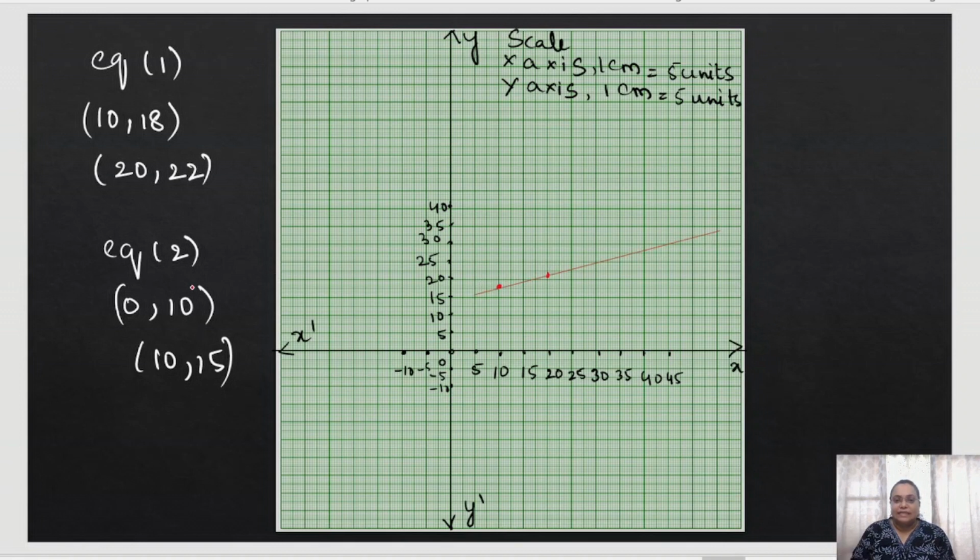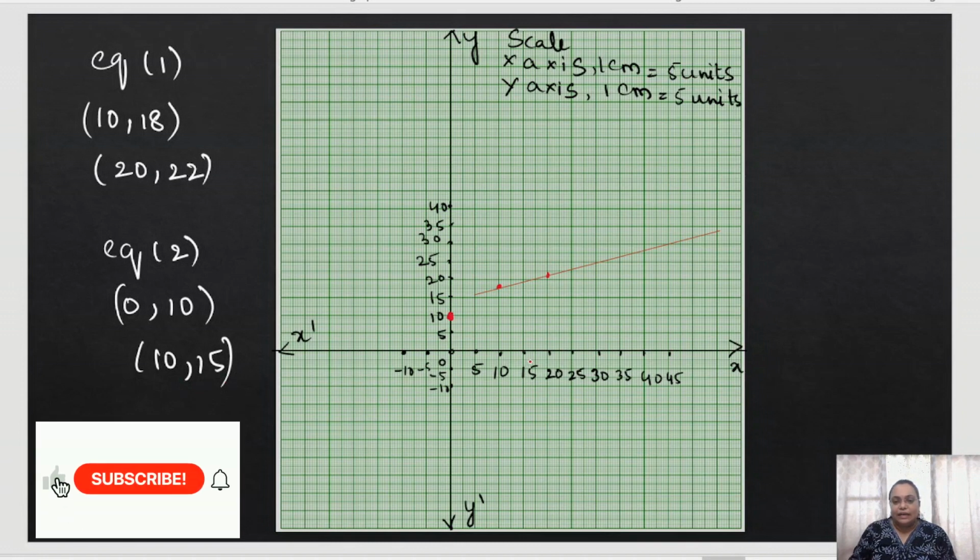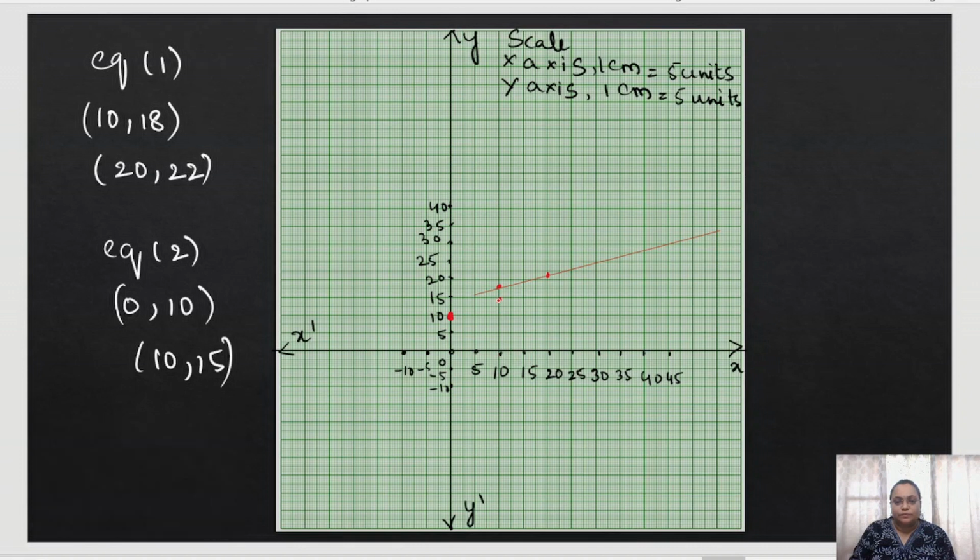So the next point from the second equation is 0 and 10. 0 on the x-axis, 10 on the y-axis, which is this one. The next one is 10 and 15. 10 on the x-axis, 15 on the y-axis, which is here. Let us join these 2 points.